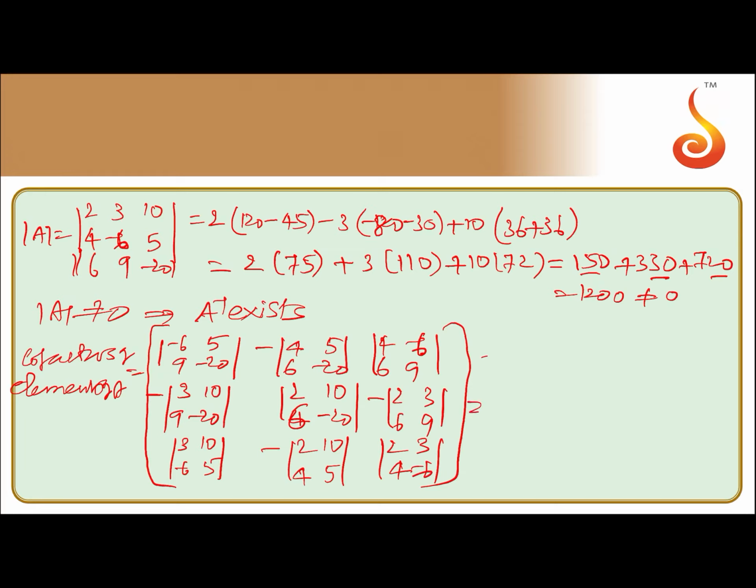And on simplifying these values, you'll get the first one, I hope, 120 minus 45. I hope it is 75. Next, minus 80 minus 30, 110. 36 plus 36, 72.